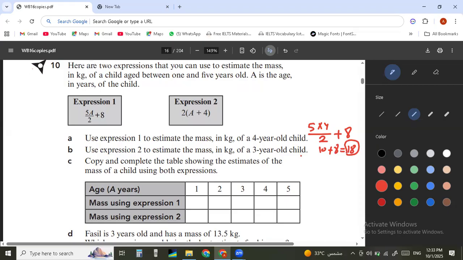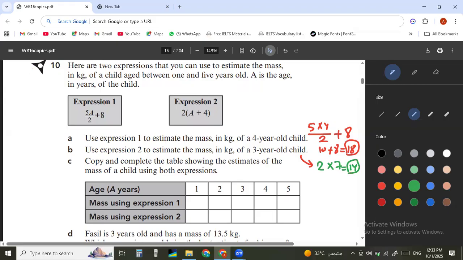Next is B. B says to you use expression 2 to estimate the mass in kilogram of a 3-year-old child. So I'm going to remove A and write 3. So it is 2 times A plus 4, which is 3 plus 4, which is 7, equals 14.